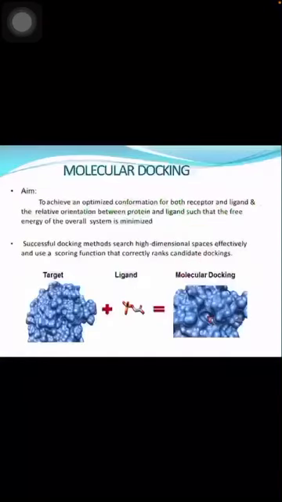Molecular docking is a method to achieve an optimized conformation for both receptor and ligand, and the relative orientation between the protein and ligand, such that the free energy of the overall system is minimized. Successful docking methods search high-dimensional spaces effectively and use a scoring function that correctly ranks candidate dockings. Here the target molecule and ligand are joined together to form a molecular docking complex, that is a ligand-target complex.